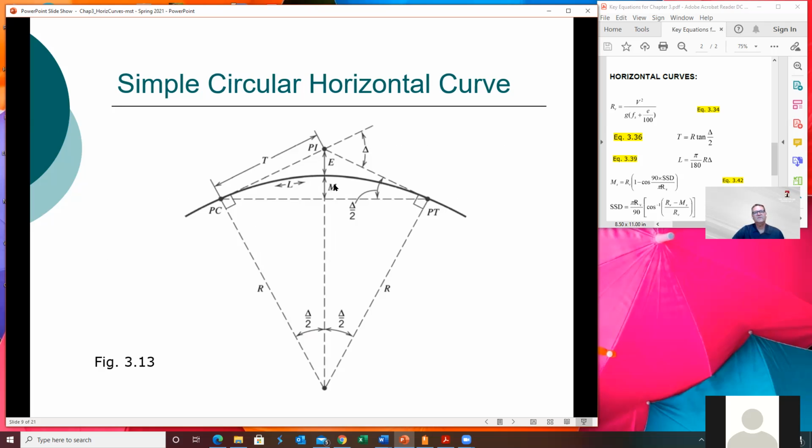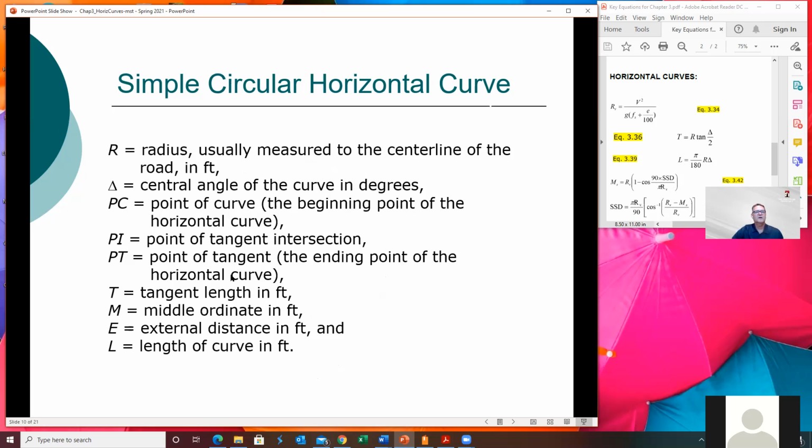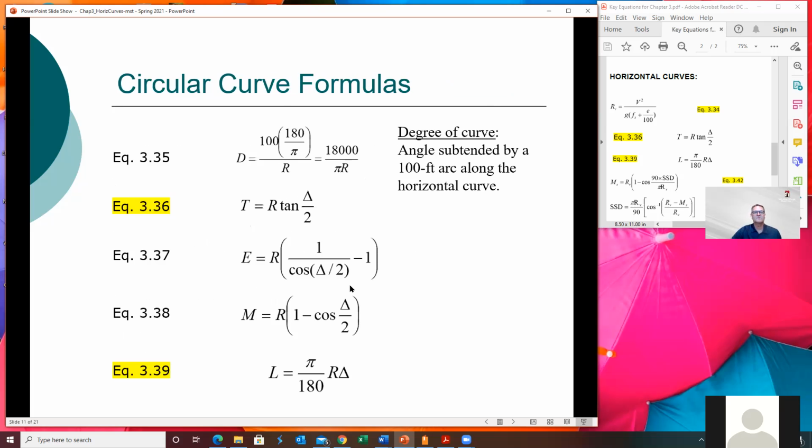So, but even that, it's not exactly here. What I would tell you is that the most important things, we went over: the radius, the central angle, the PC, the PI, the PT, the tangent length, and the length of the curve. The middle ordinate and the external distance are less important factors that you need to understand.